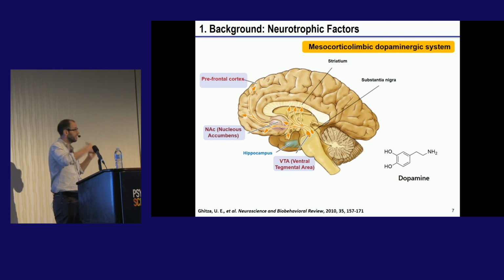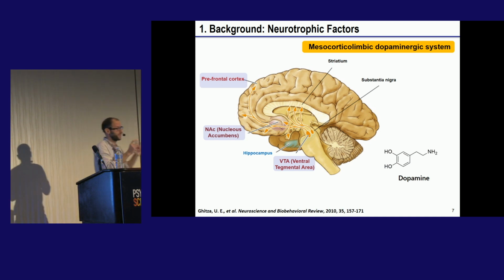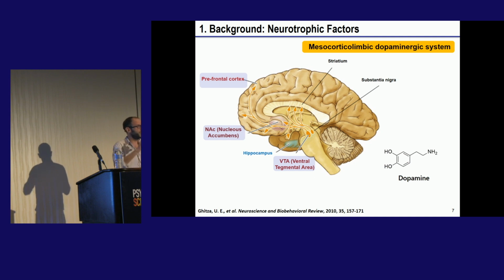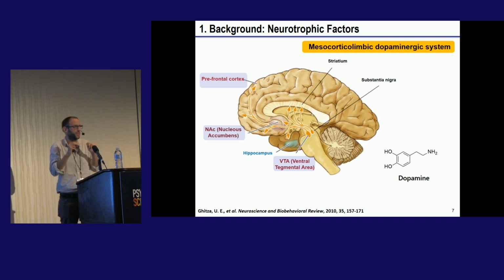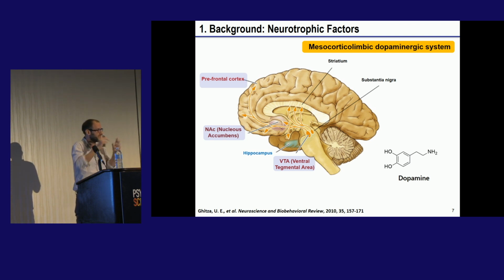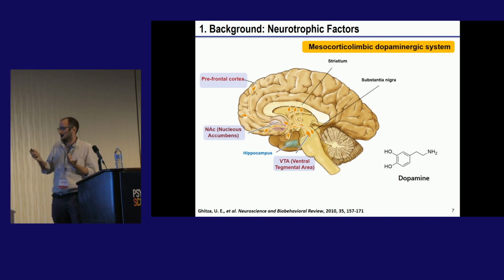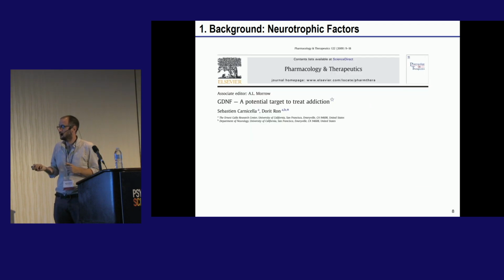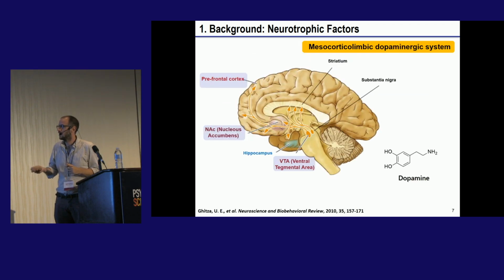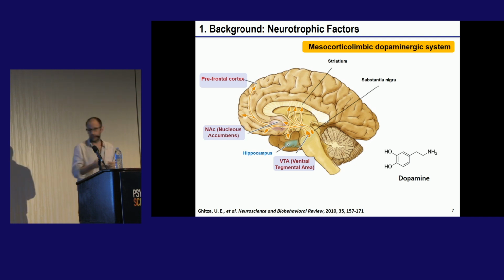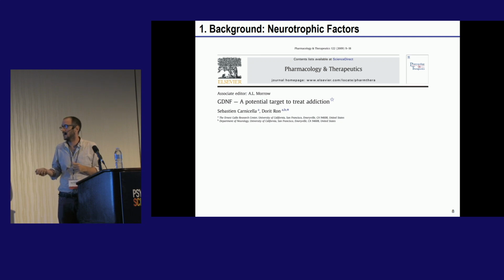due to chronic drug administration, there are some changes in this part of the brain, in this dopaminergic neuron. There is some plasticity going on. So there are some changes. Simplifying it, we can say that that part gets some damage, or gets some plasticity in a different way because of the drug intake. So in a certain manner, if we could add GDNF, we could maintain and protect these dopaminergic neurons. And GDNF has been highlighted as a potential target to treat addiction because of that.